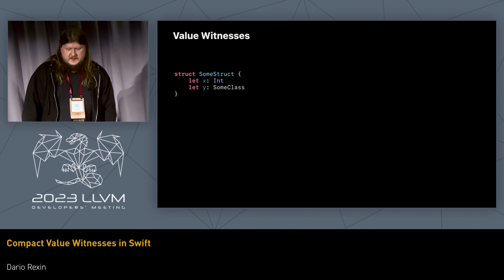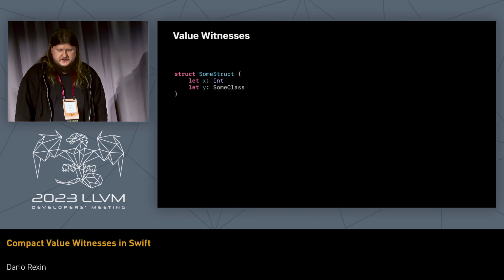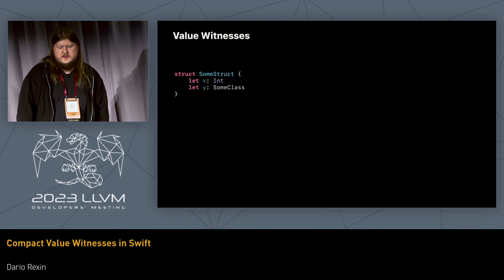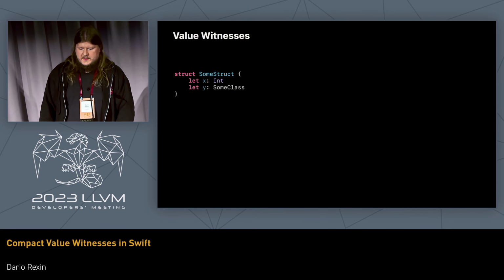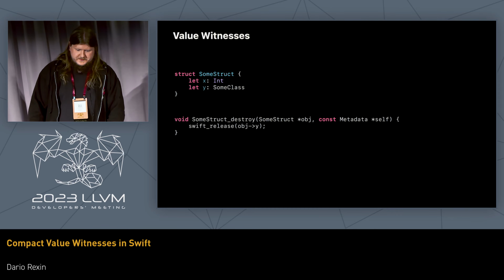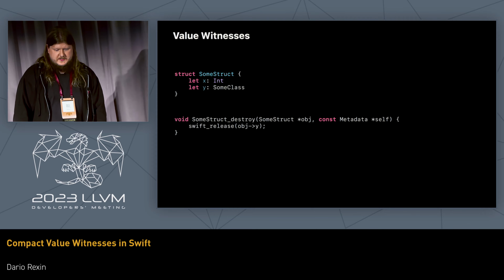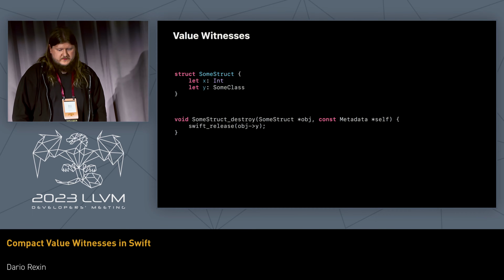Take this struct as an example. It has two stored properties, an integer and a reference to an instance of a Swift class. The destroy value witness for this type looks as follows. Since integer is a trivial type, it does not have to be destroyed. So the only thing this witness function needs to do is to decrement the reference count on the reference stored in y.